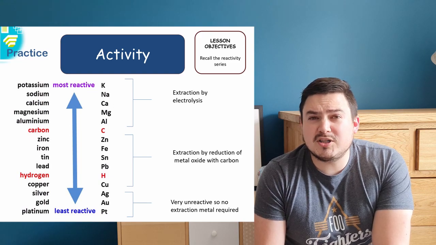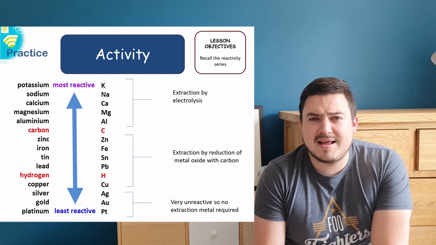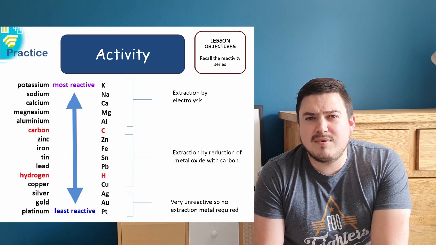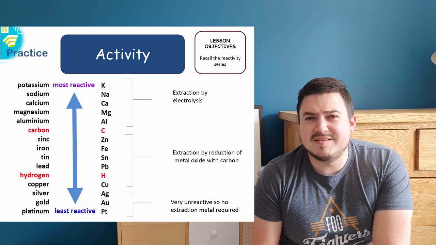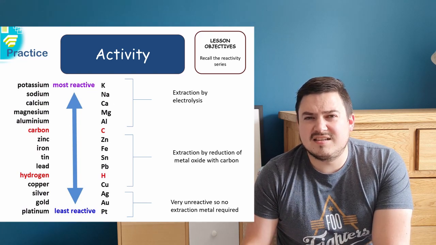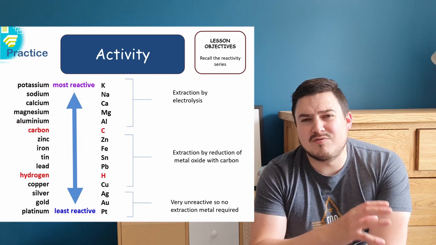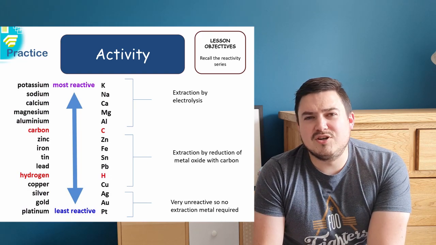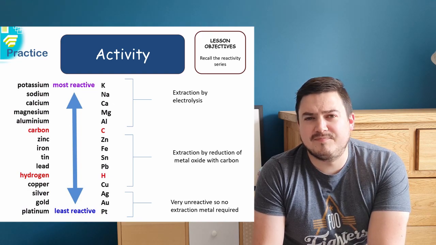Now, those at the bottom of the reactivity series, those very unreactive metals like gold, silver and platinum, are generally not going to form compounds very easily. So when we find these, we generally find them as elements with dirt and impurities inside of them. So they're not compounds, they're elements. So all we've got to do is remove the impurities, and we do not need to do any special chemical reactions in order for that to happen.